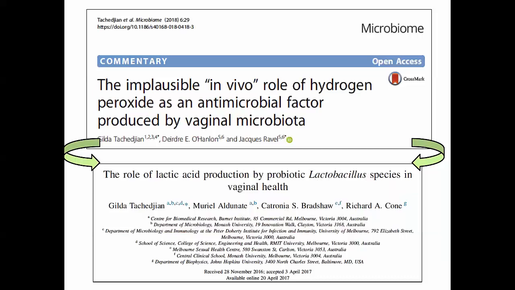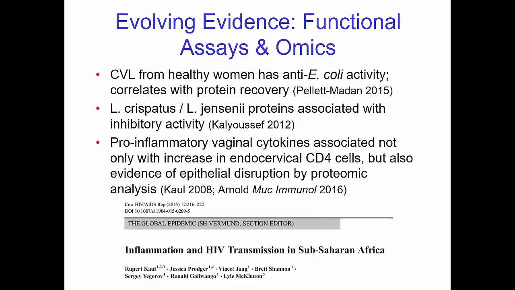But Gilda Tachedjian from Melbourne has done some really nice work in vitro looking at lactic acid production by probiotic lactobacillus species. And I think we're really getting the sense that that lactic acid is probably quite important. We're now moving into a field or time where we're using more functional assays and omics. So we're using proteomics, which tells you what proteins are expressed by whoever is there. We're using metabolomics, which I mentioned before, a signal of metabolic activity. And when you start to look at that, I think you get a sense that the lactobacilli are probably producing things that are more than just the lactic acid.